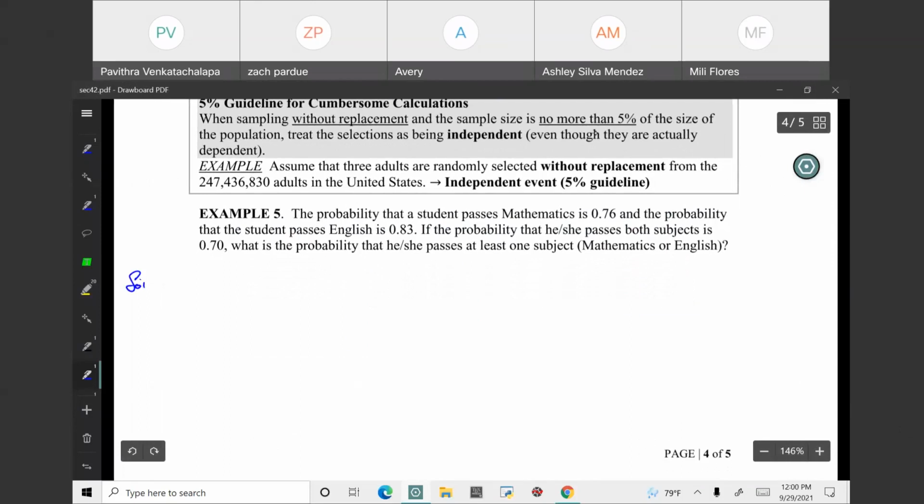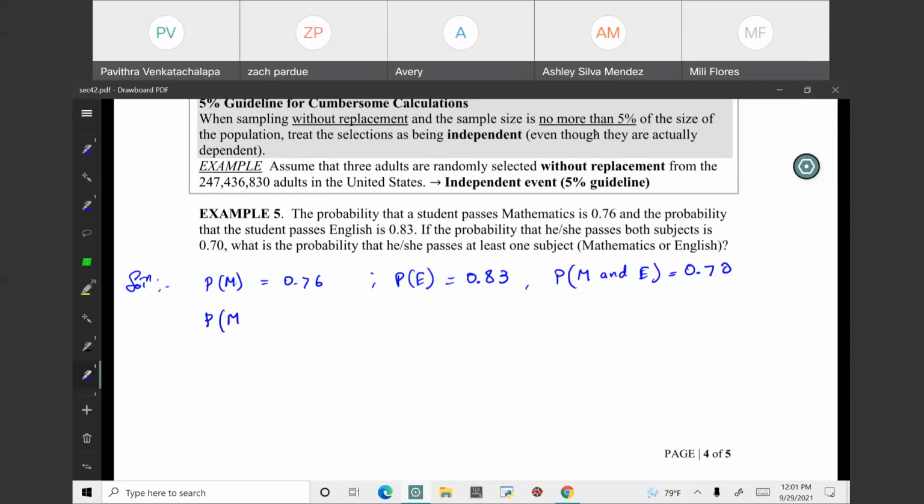Okay. So the probability that a student will pass mathematics is 0.76 or 76%, and the probability that she will pass English is 0.83 or 83%. If the probability that she passes both the subjects, that is maths and English, is 70%, we are supposed to find what is the probability that she will pass any one subject. So that would be math or English.